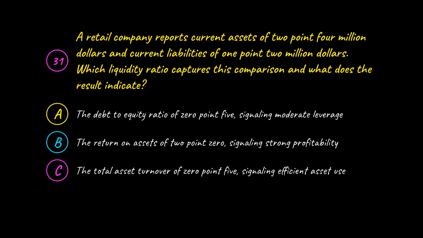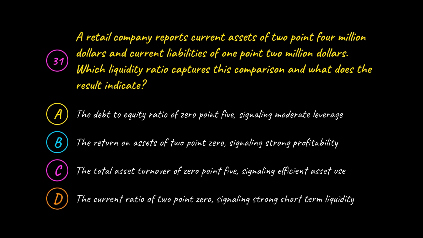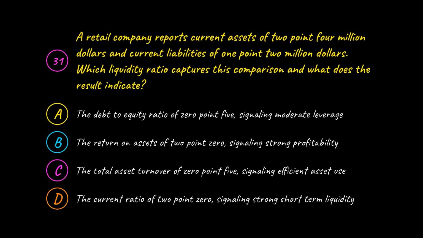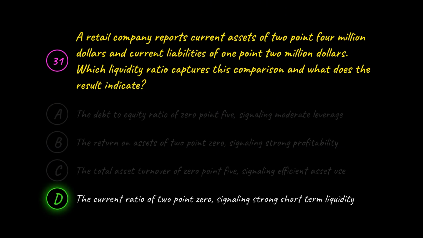C, the total asset turnover of 0.5, signaling efficient asset use. D, the current ratio of 2.0, signaling strong short-term liquidity. Don't overthink it. Which one feels right? The correct answer is D, the current ratio of 2.0, signaling strong short-term liquidity.